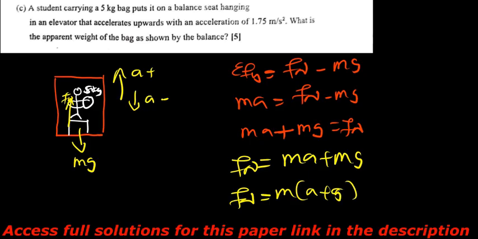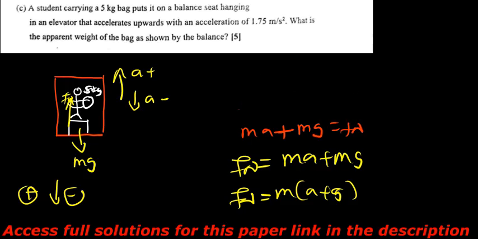What changes is the acceleration. If an elevator is moving up, acceleration is positive. An elevator moving down, acceleration is negative. When it's moving up, positive. Down, negative. In this case, we've been told that it was moving upward, so the acceleration is positive. Then you plug in the values.